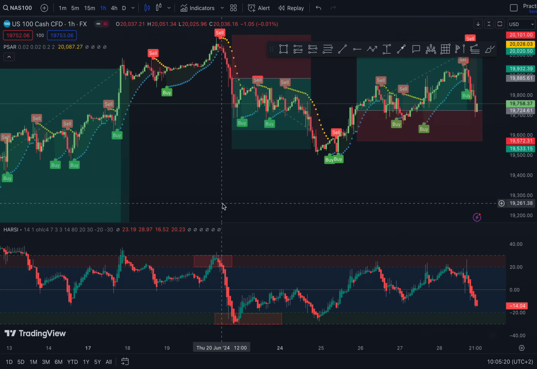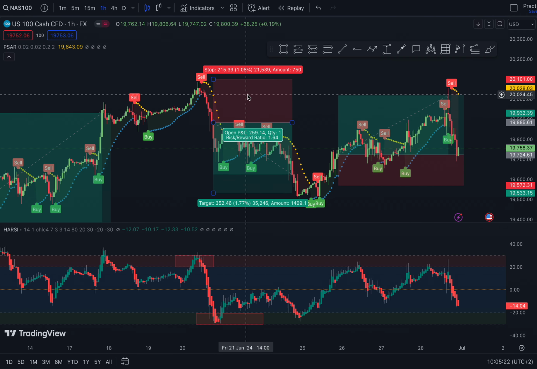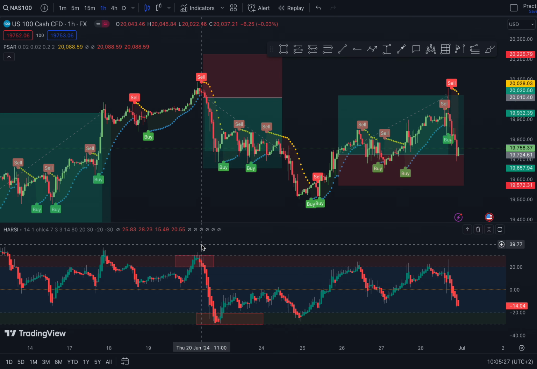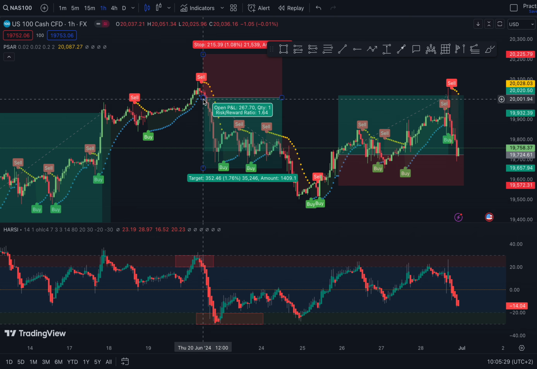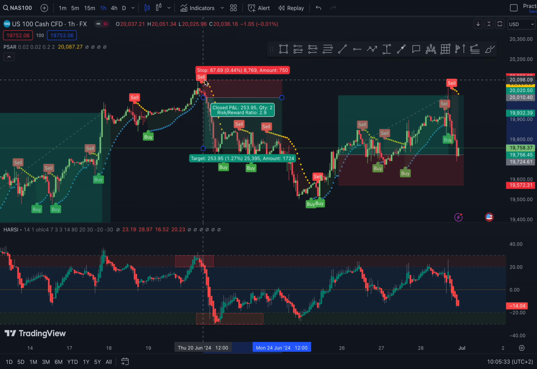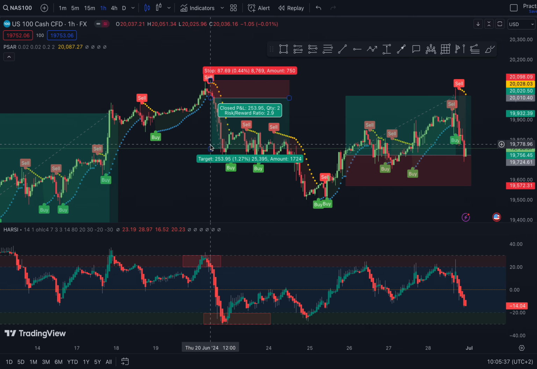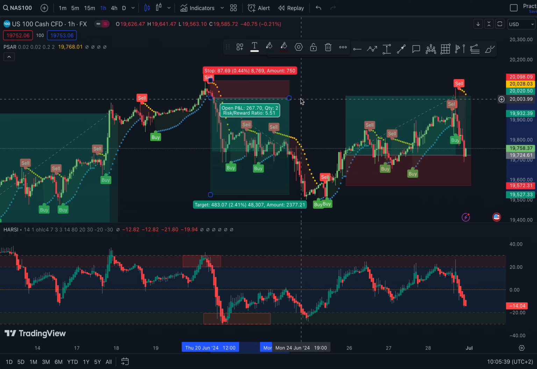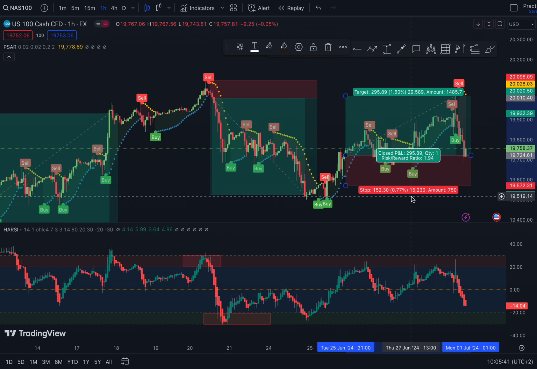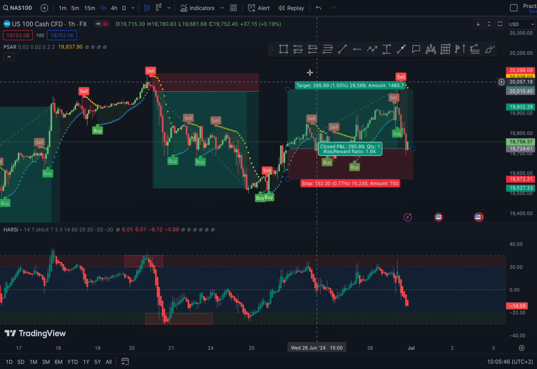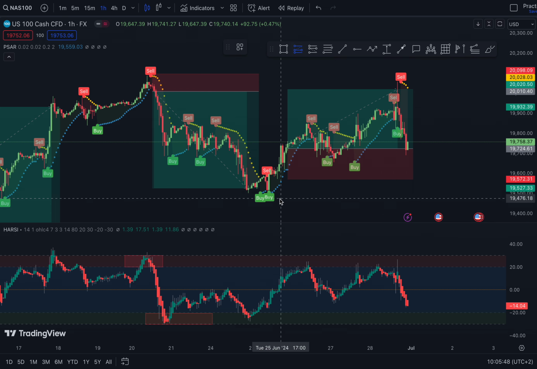Let's look for one more. As you can see, I did find a few more. That was oversold, and we had a sell from our parabolic SAR. That was a beautiful trade. Beautiful trade. That's a beautiful trade. Oversold, and we had a buy from our parabolic SAR. That's a beautiful trade.